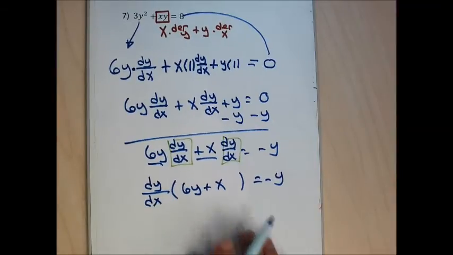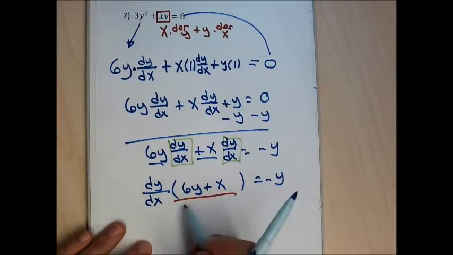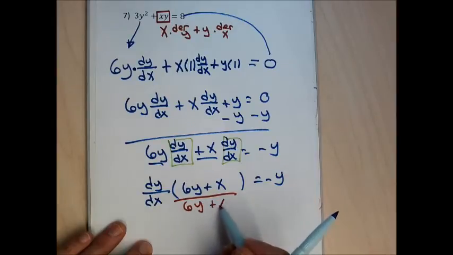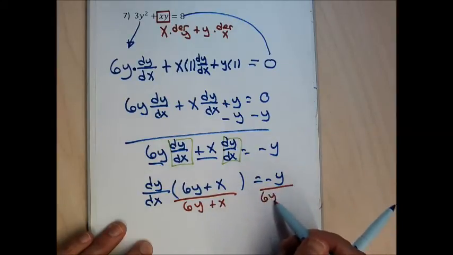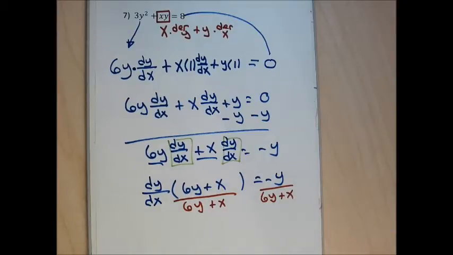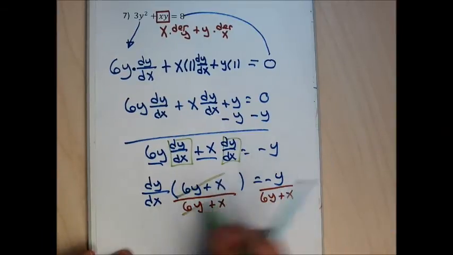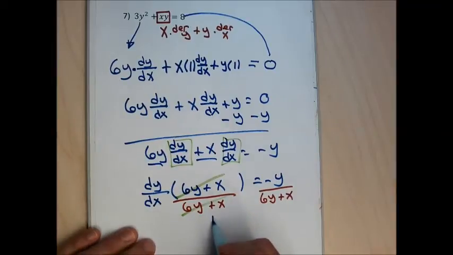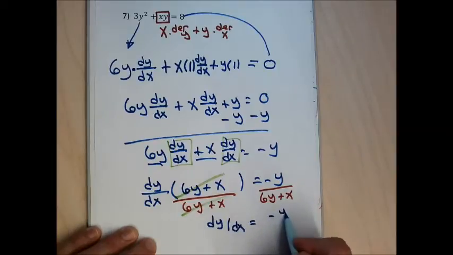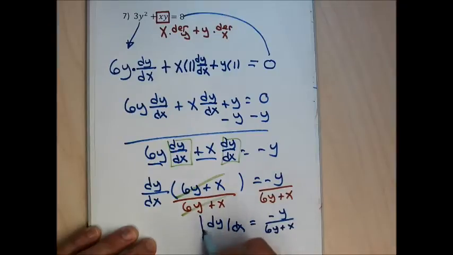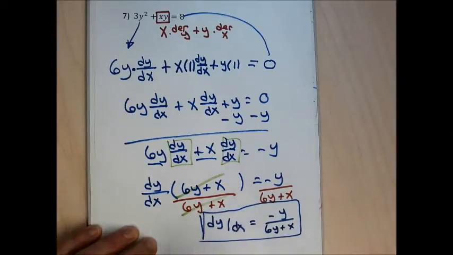My goal is to solve for dy/dx. Because this 6y plus x is being multiplied by the dy/dx, I'm going to divide both sides by it. On the left-hand side, that 6y plus x is going to cancel. I'm going to get a dy/dx. And on the right-hand side, I'm going to get a fraction that can't be reduced. If you try to reduce this, you're probably going to make a mistake. I don't know that it can reduce. So that's going to be my answer to 7. And I can't write "or" because there isn't an "or" that I can think of anyways.